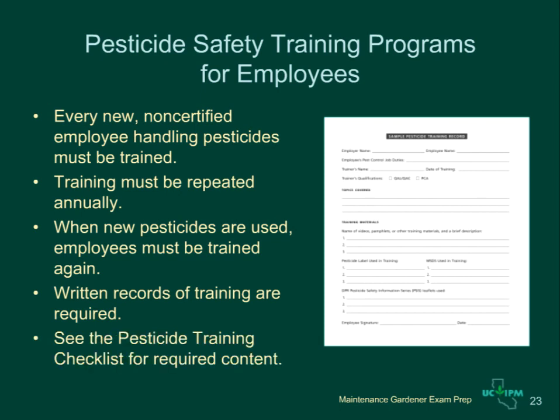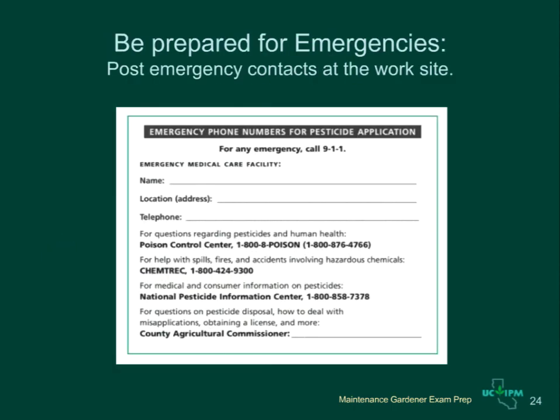A sample pesticide training record is shown here. The record form needs to describe the materials used for training and the topics covered, as well as the name of each trainee and the trainer. Topics that must be covered are included on the Pesticide Handler Training Checklist on page 29 of the Category Q Study Guide. You must plan ahead for emergency medical care for your employees or yourself.